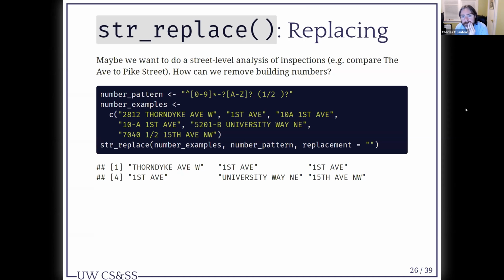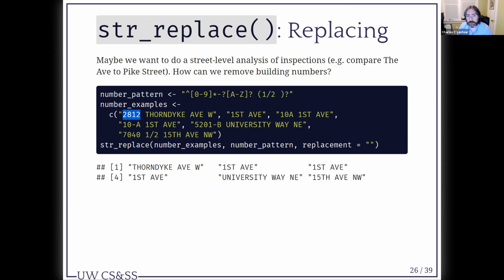Okay, so let's start getting more complicated. Maybe we want to do something like a street level analysis of our inspection data. That is, we want to compare University Way with Pike Street, right? So we want only the street out of these big long addresses. The question is, how do we remove the building number or the unit number? If we have something like 2812 Thorndike Avenue West, what I want is Thorndike Avenue West. I've got to hack out the 2812.